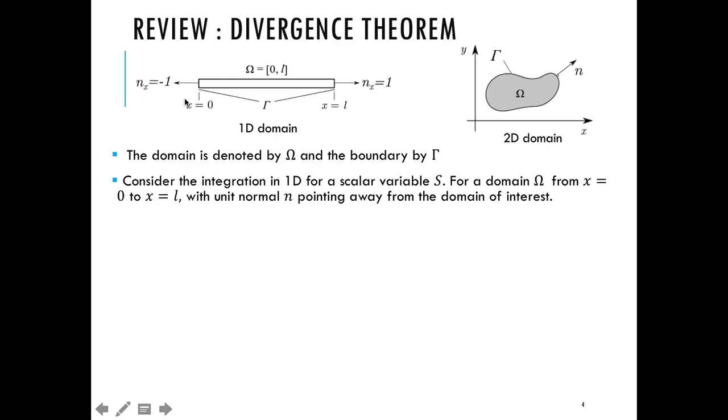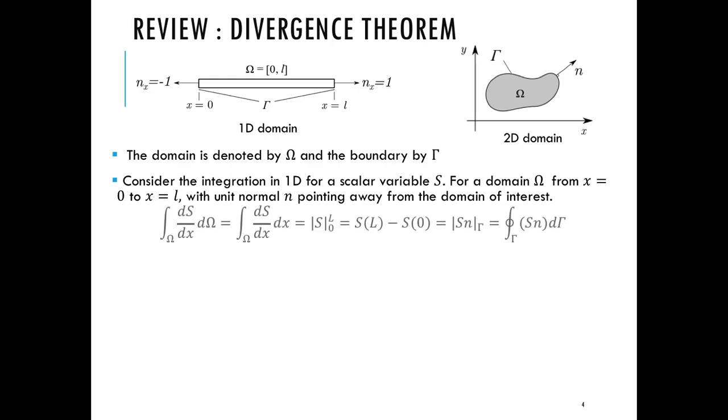Similarly, in 2D I can draw out any arbitrary body, and my entire body is my domain. Its outer boundary, this one that is drawn here, that is gamma. And at any point on the boundary, I will have my unit normal, which is pointing out of the surface, basically.